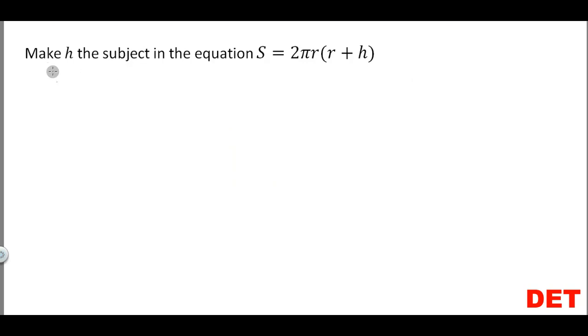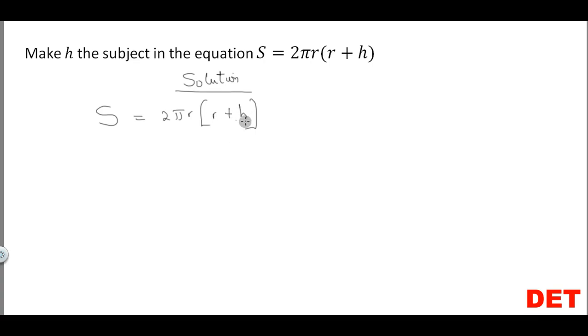Okay, so on this slide, we're going to look at this question. The question here is: make H the subject in the equation S = 2πr(r + H). So we are to make H the subject of the formula in the equation S = 2πr(r + H).